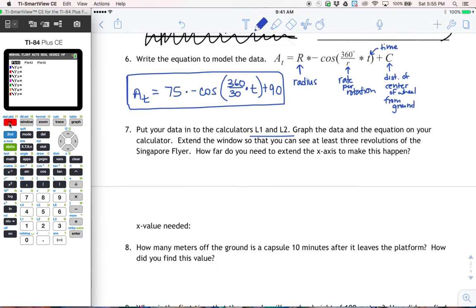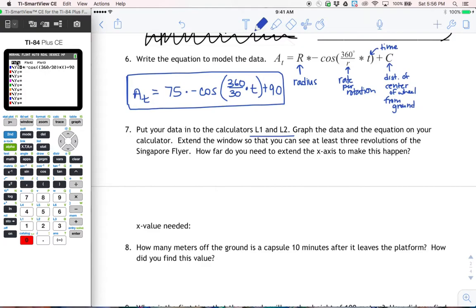I'm going to go ahead and go to y equals, and I'm going to type in the formula we just found. So 75 times negative cosine, and in cosine I'm going to use parentheses to do 360 divided by 30, close parentheses, times, what was it, t, so I'm going to use my variable, which is just x here, and then close the parentheses for the cosine. And then I got plus 90 at the end.